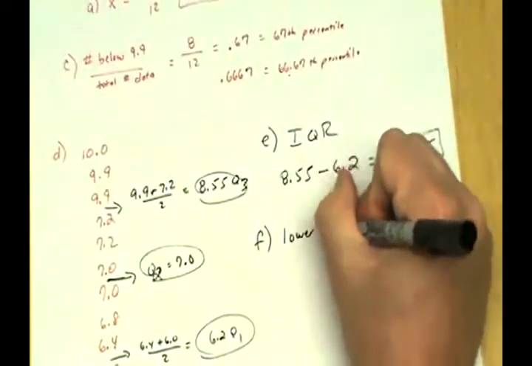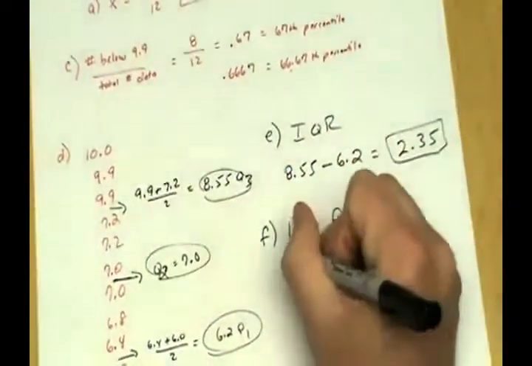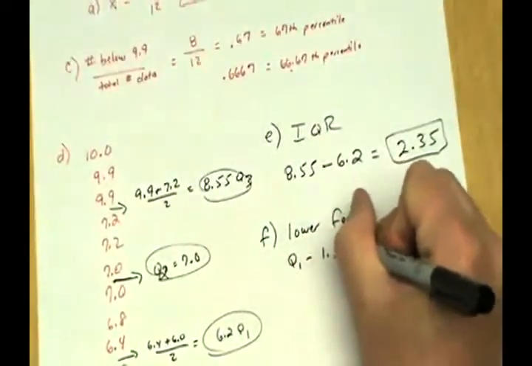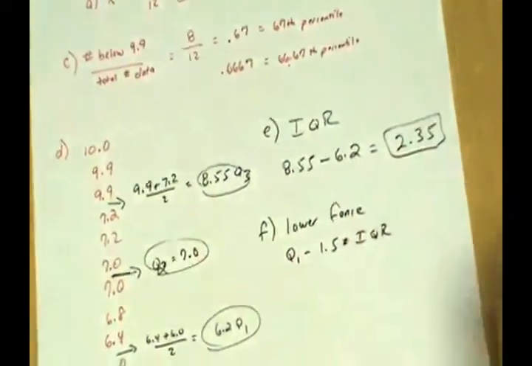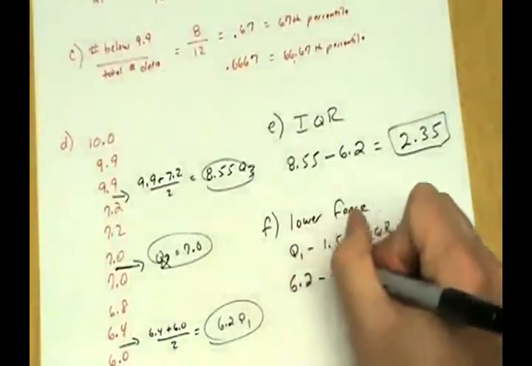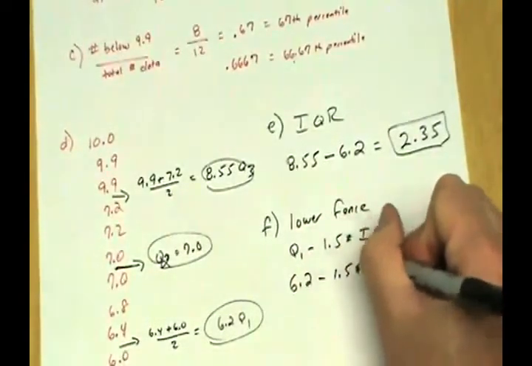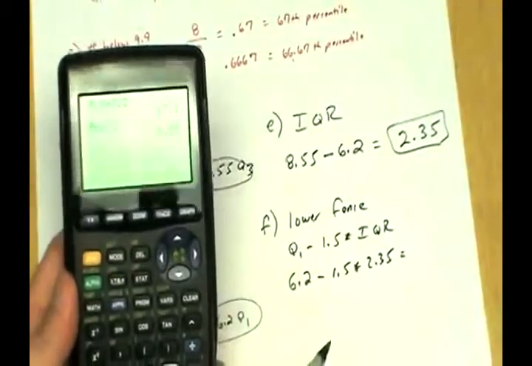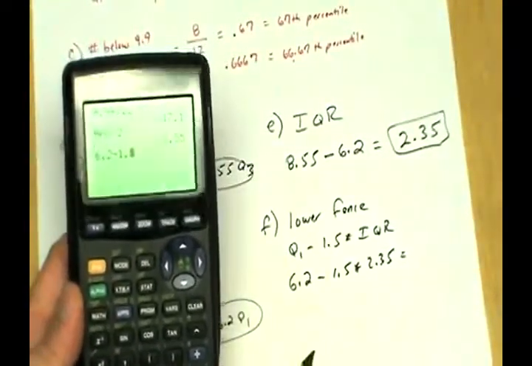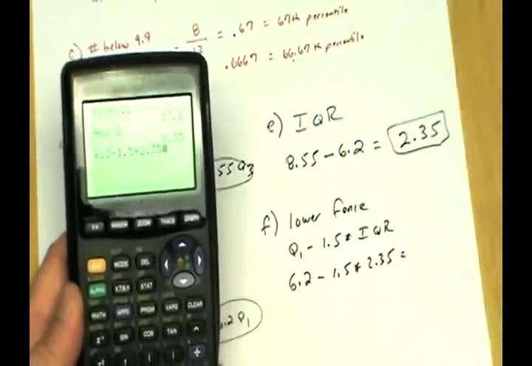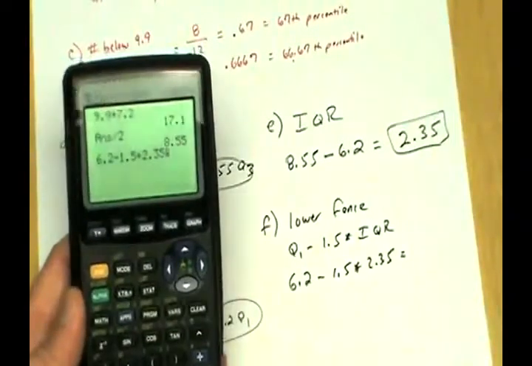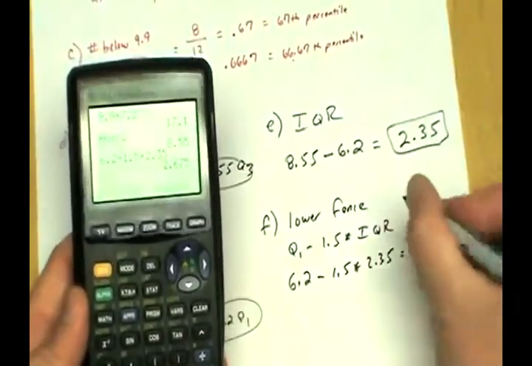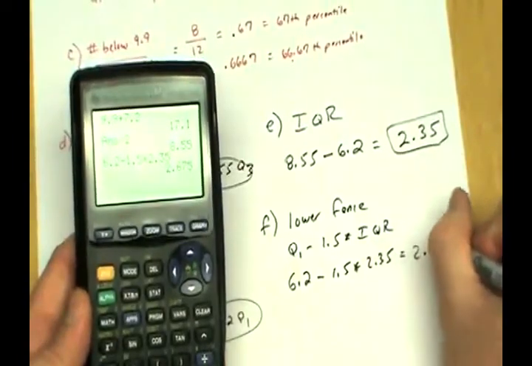So for the lower fence, we're looking at Q1 minus 1.5 times the interquartile range. Q1 is 6.2. We're going to subtract 1.5 times 2.35. So in our calculators, here we go. 6.2 minus 1.5 times 2.35. Okay, 2.675. We'll call that 2.68.